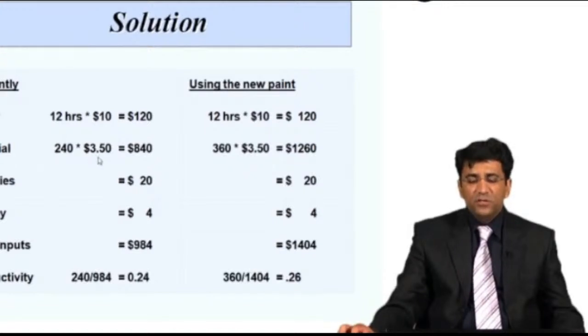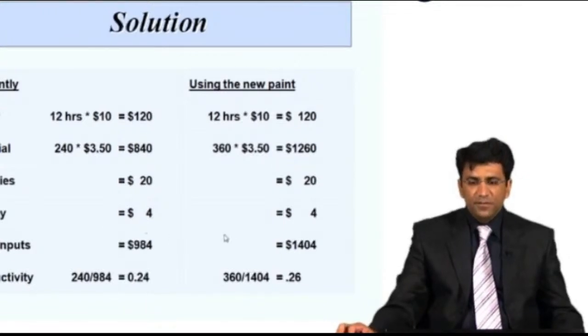So what we will do, we will multiply this unit cost by total output. So we can get the total material cost as $840. Supply cost is given as per day cost, so it will remain as $20. Energy cost is $4. So all these are the different inputs. If we add up all of these inputs, it will become $984. Now as I told you that 240 is our output, so productivity is equal to output over input. We have calculated input by taking into account all of these factors. So before the use of new paint, her productivity will be 0.24.